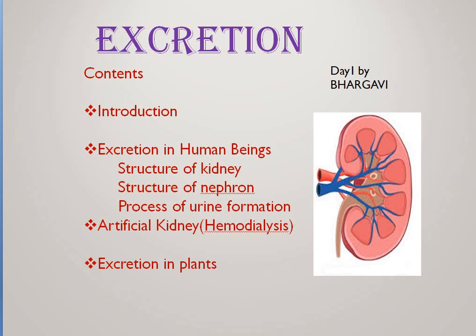Then we are going to talk about excretion in human beings, how excretion happens, and it mainly happens through the kidney. So we will talk about the structure of kidney, the function of kidney, and kidney is made up of the functional unit, the structural unit, that is the nephron. So we will discuss the structure of nephron and also how it works and what is its function. Then we will talk about the detailed process of urine formation.